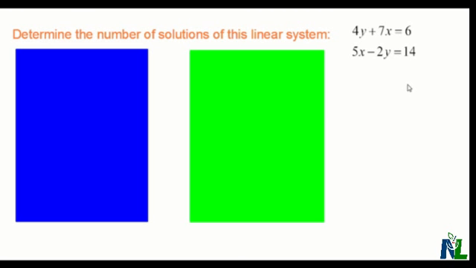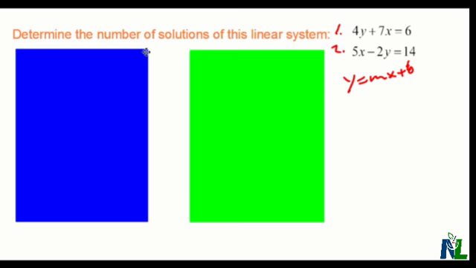Let's consider this particular system. 4y plus 7x equals 6. I'll call that equation 1. 5x minus 2y equals 14. I'll call that equation 2. So what I want to do is get both equations in y equals mx plus b form. That way I can compare their slopes and y-intercepts.